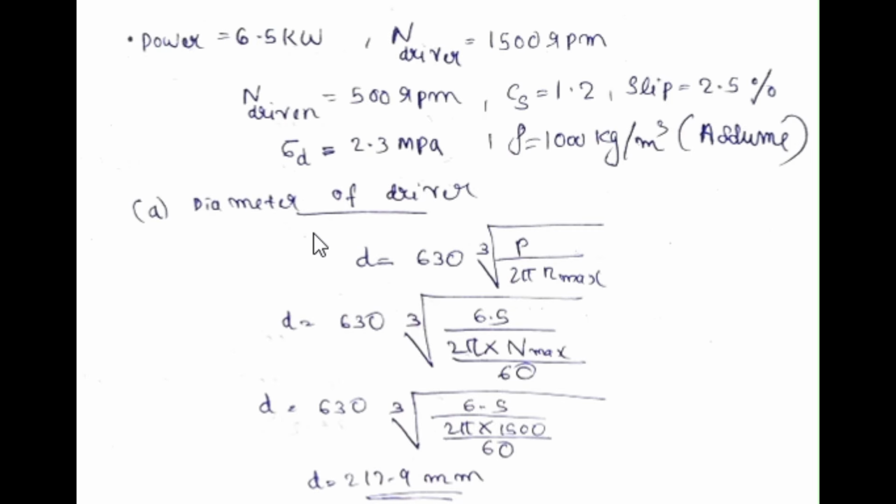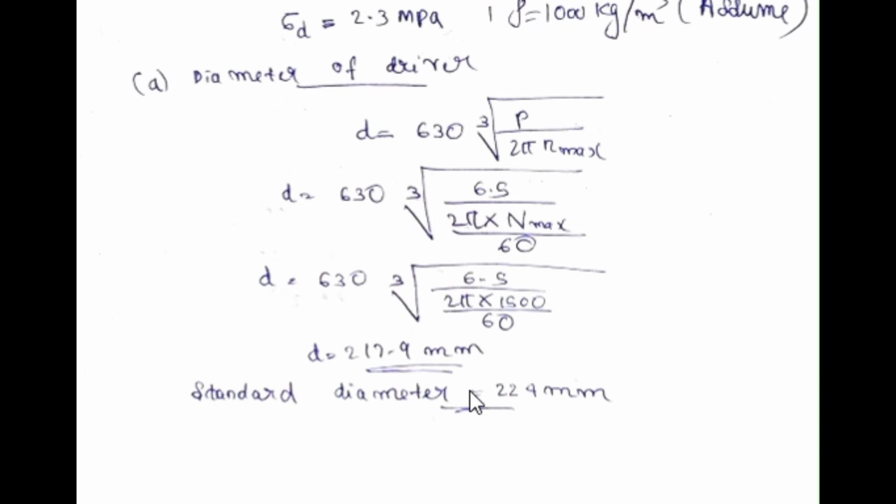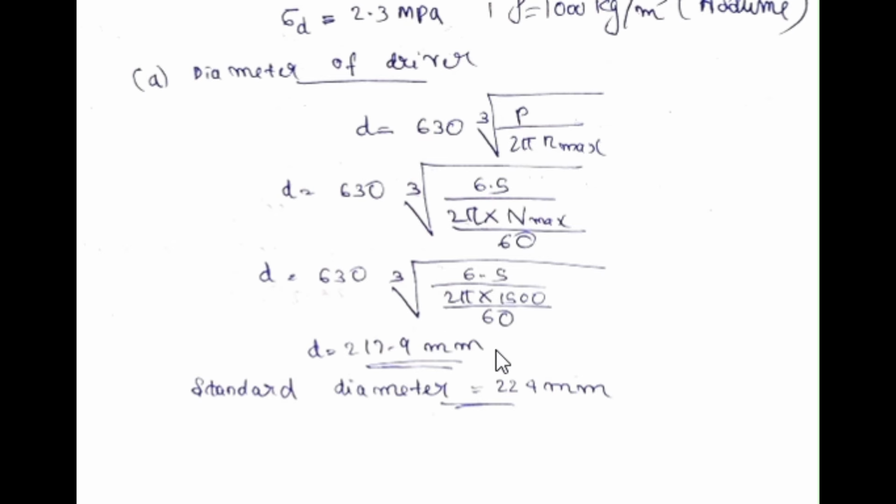So the first step in designing the flat belt, you have to find the diameter of the driver. Here the driver is the motor. This equation will be used to solve the problem. You can see we know all the parameters. Simple substitution, get the values. This is 17.9 mm. But you cannot take that value.